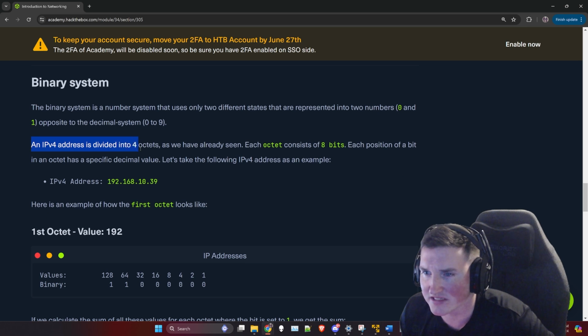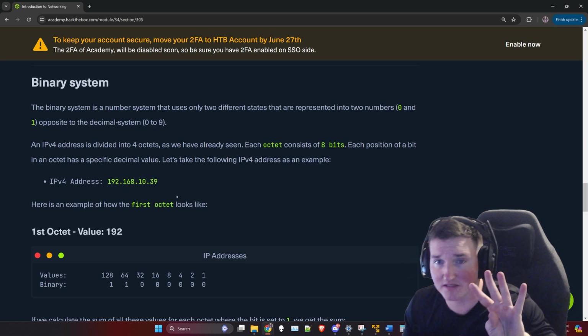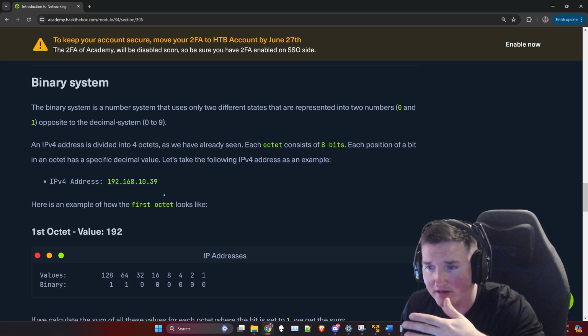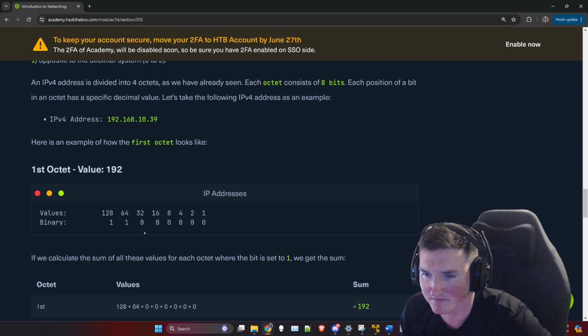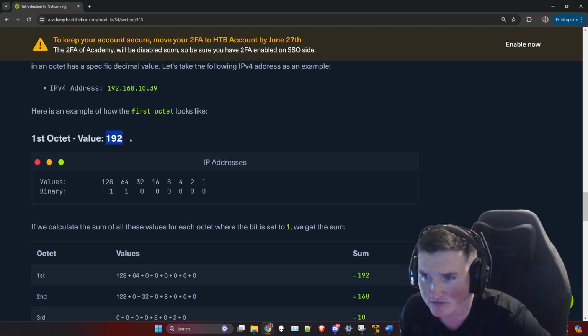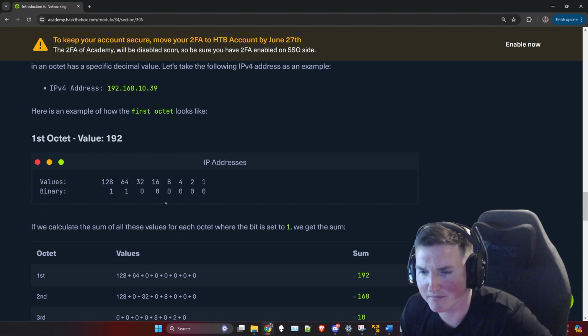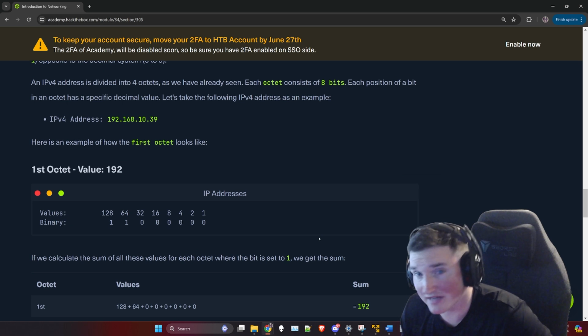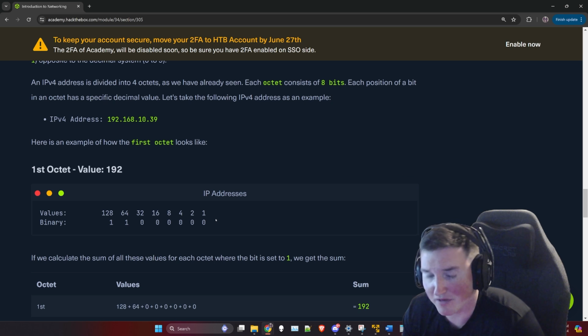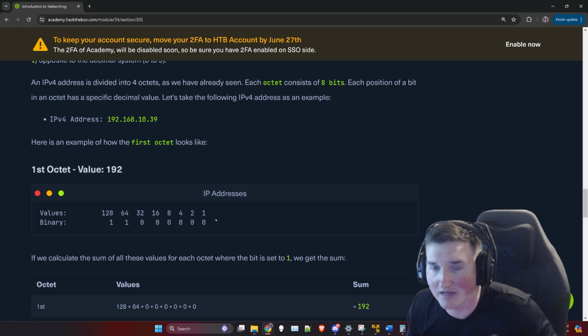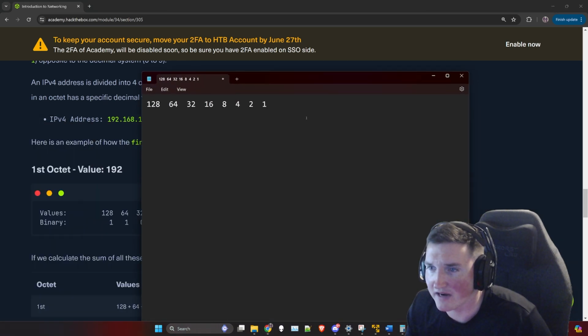An IPv4 address is divided into 4 octets. Okay, that's this. We've talked about that: 4 octets, 8 bits each one. So here's an example of what the first octet looks like. This is 192. You might say, how do you get that number? Well, I'm going to show you. This is how I still network. This is still how I do it. So anybody that's like, oh, if you've networked long enough, you just memorize it, I don't care. I write it down. It's easier for me. So this is why I wrote this down.